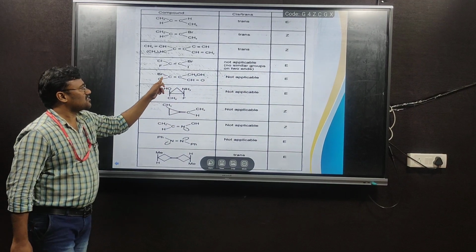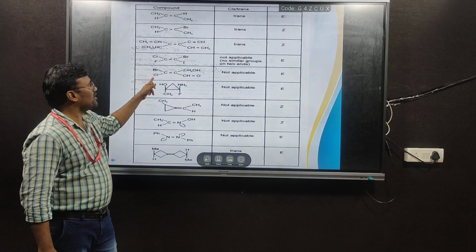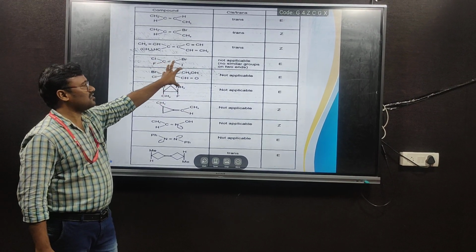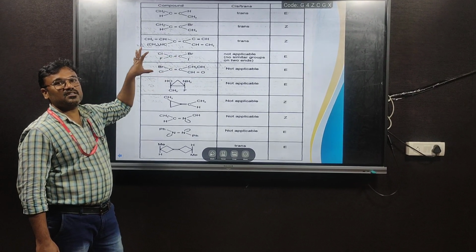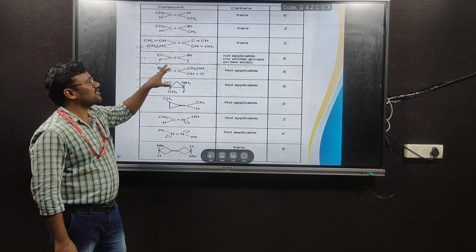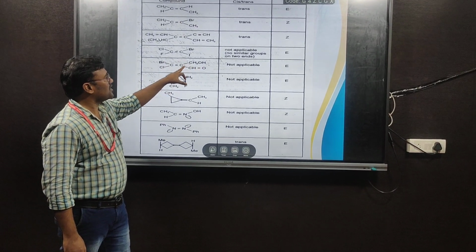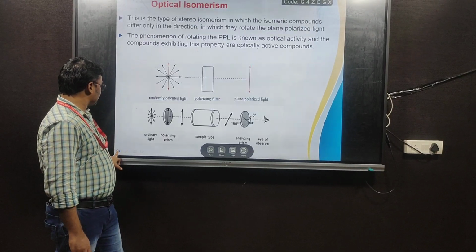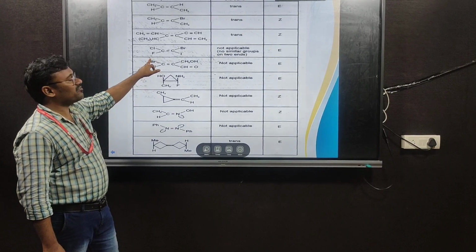So you see, cis and trans is not applicable here. Why? Because here we have bromine, chlorine, CH2O2, CHO. So these are 4 different groups, which means we can't predict a cis trans form. So we can give only EZ form. So here you see C double bond O is present. We have to give the higher preference to this group. Between bromine and chlorine, we have to give the higher preference to the bromine.